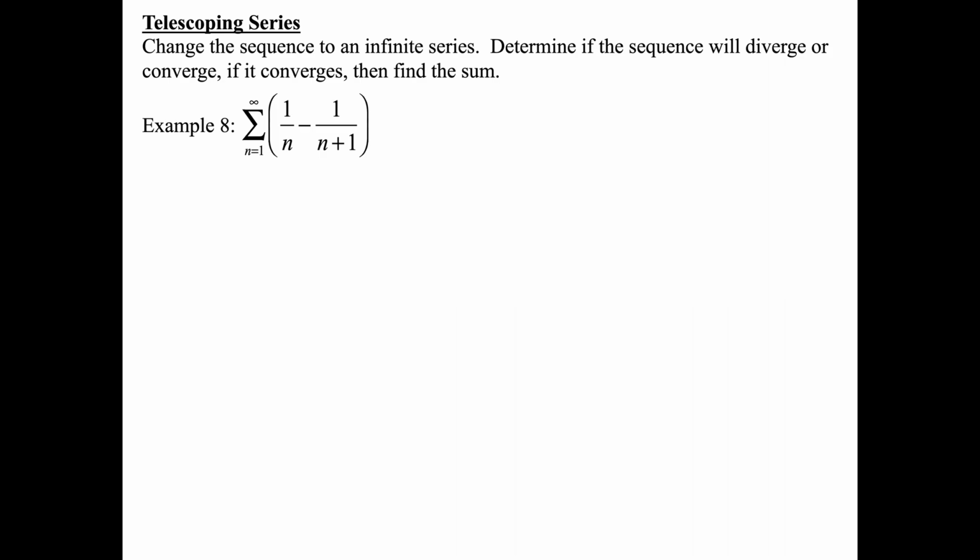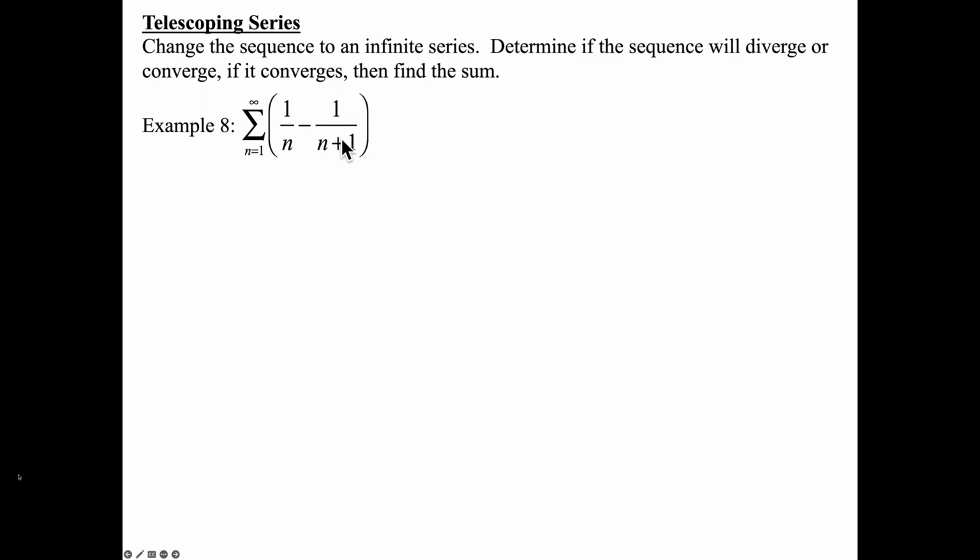All right, another series that we can find the infinite sum for is what we call a telescoping series. Now, to change the sequence to an infinite series, determine if the sequence will diverge or converge, and if it converges, then find the sum. So this special telescoping sequence is you need to see two fractions being subtracted. So you get this cancellation concept going on.